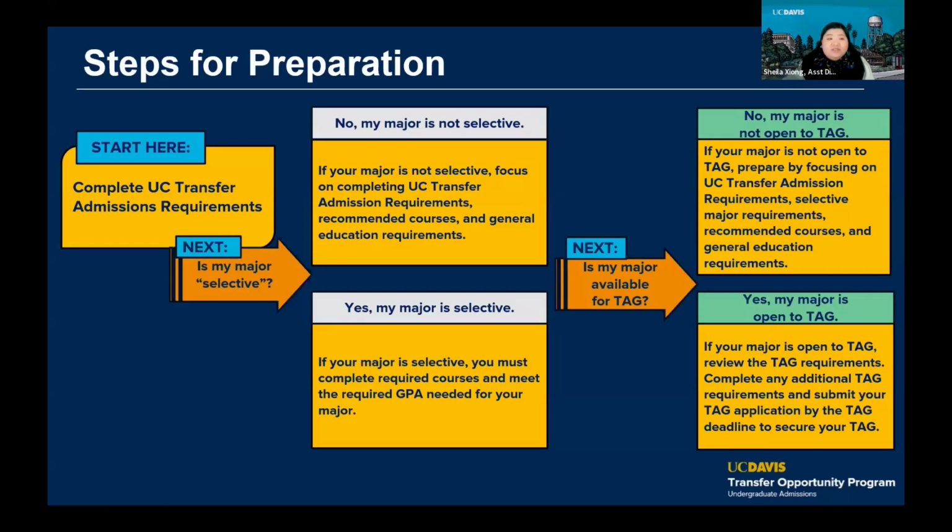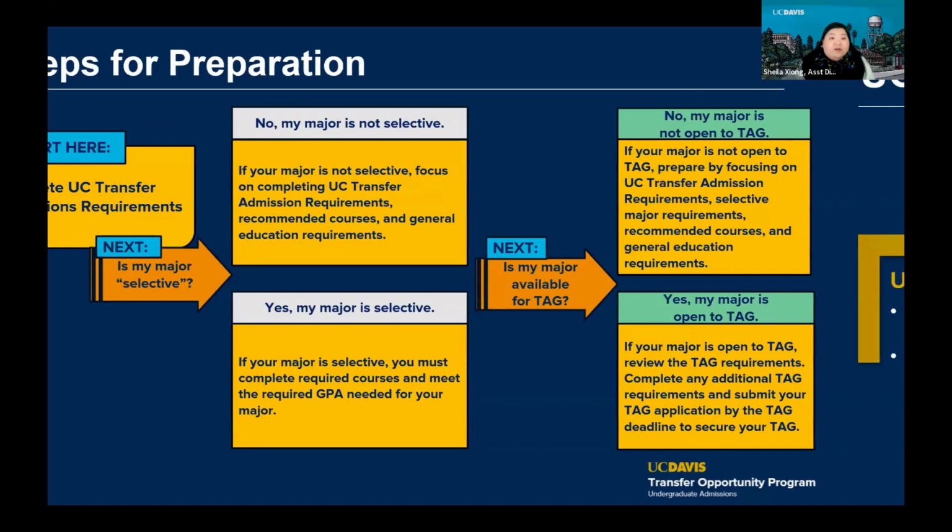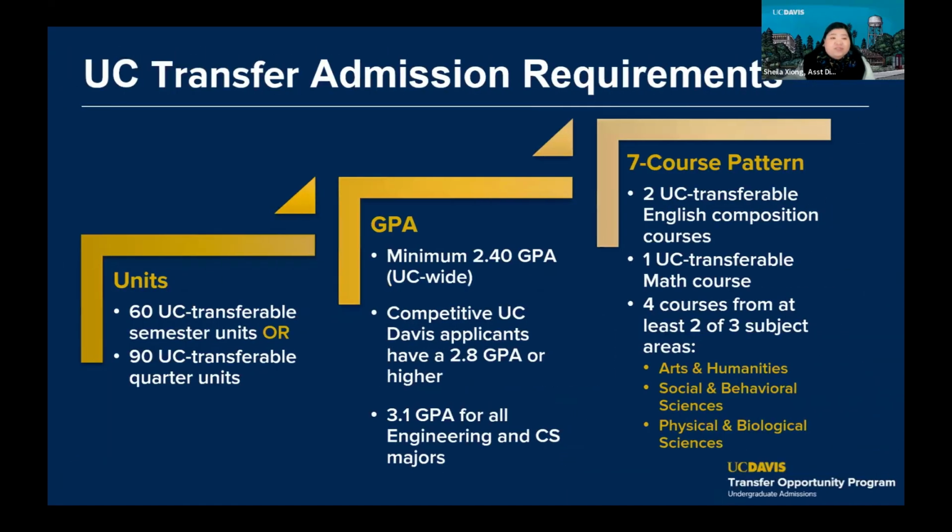So in this case, when you're thinking about preparing, you want to make sure that you're completing the minimum UC transfer requirements. And then if your major is selective, you're completing the major preparation for your major for the campus you're applying to. And then lastly, if your major is available for TAG and the UC campus you're applying to is open to TAG and you're meeting the requirements, in that case, you would do the TAG. All right, so let's go into the specific requirements. For the minimum UC transfer admission requirements, there's 3 criteria here.